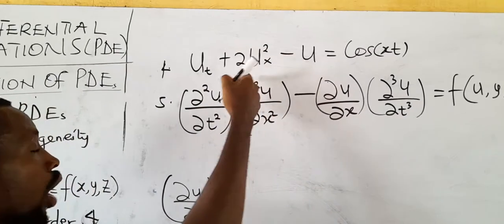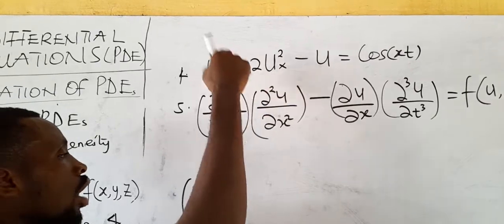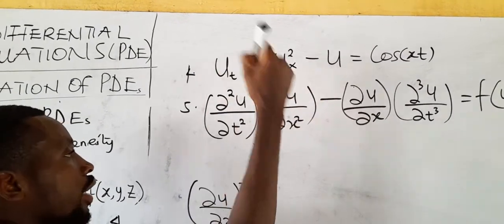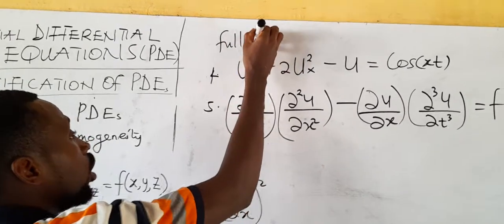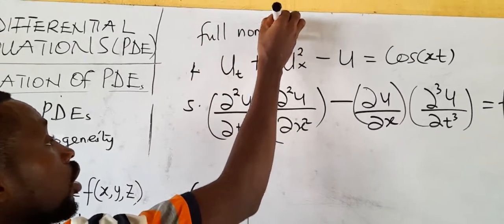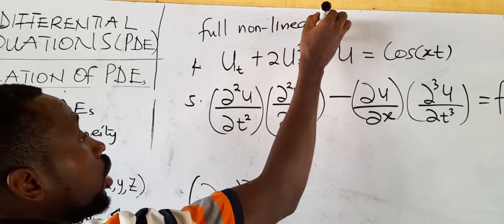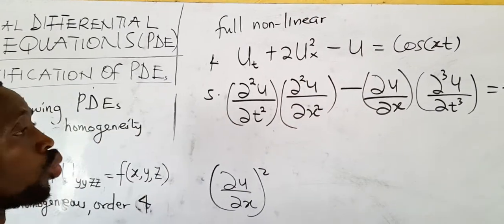If it is not of degree 1, it ceases to be linear. It ceases to be semi-linear. It ceases to be quasi-linear. So it is fully non-linear. Now let's check the homogeneity.